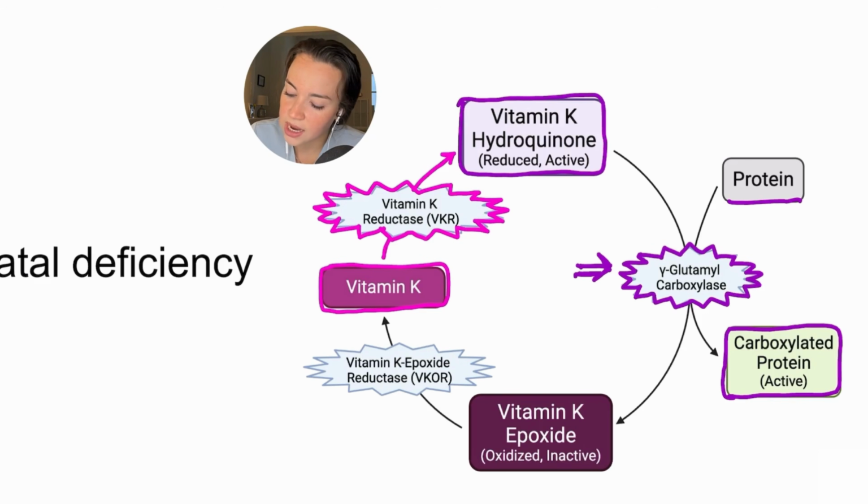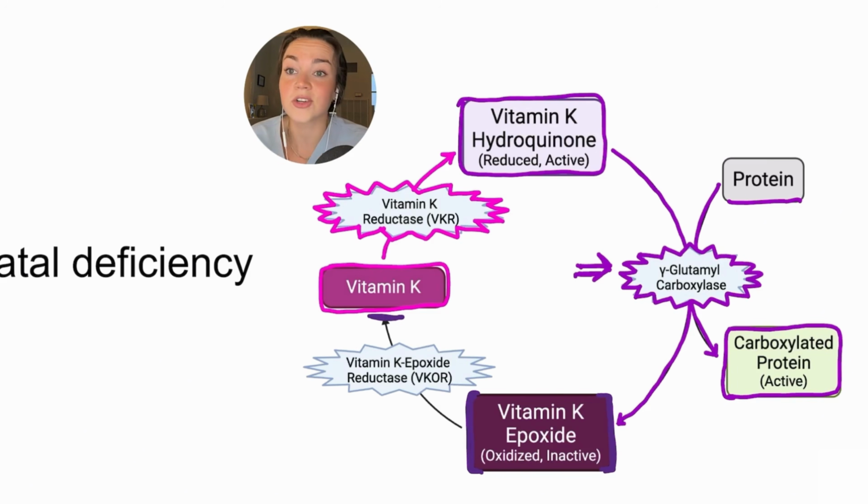So as vitamin K hydroquinone goes and helps out that gamma-glutamyl carboxylase enzyme, leading to the carboxylation and activation of different proteins of interest, we are then left with an oxidized form of vitamin K called vitamin K epoxide. This is our oxidized, inactive form of vitamin K. To complete our vitamin K cycle and get back to the form of vitamin K that we started with, where we can start everything over again, we're going to use this enzyme here, vitamin K epoxide reductase, VKOR, to bring our vitamin K epoxide back to just straight vitamin K, where we can start everything over.